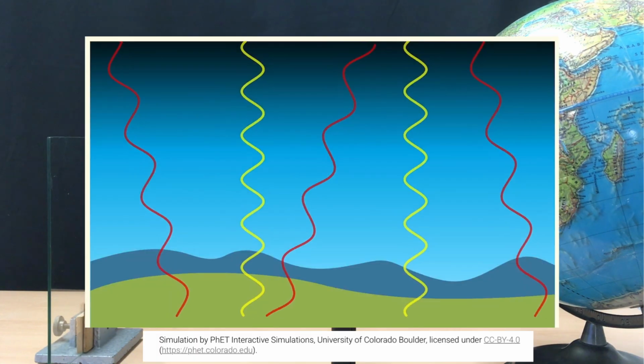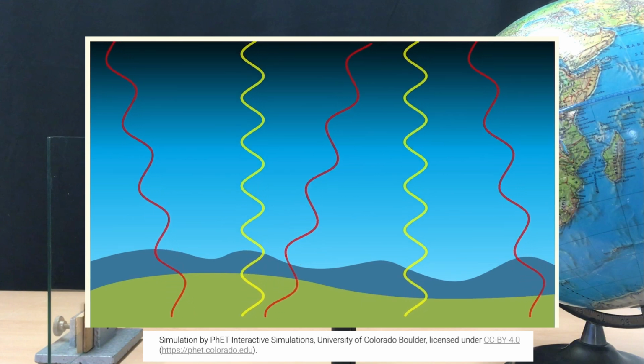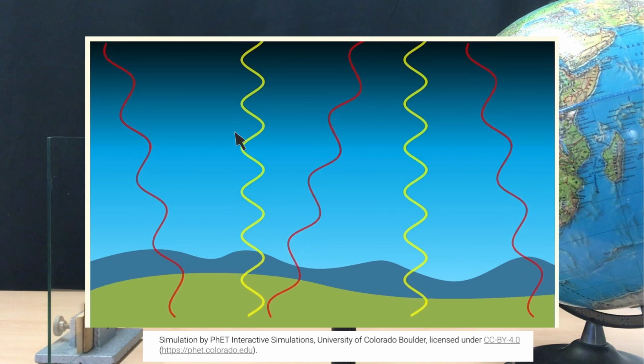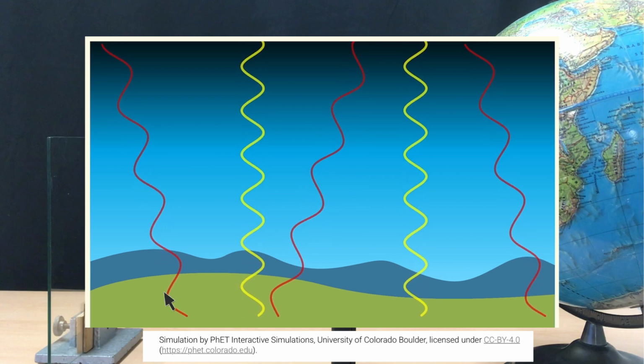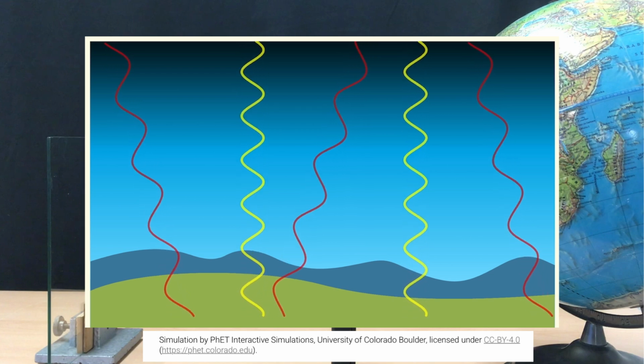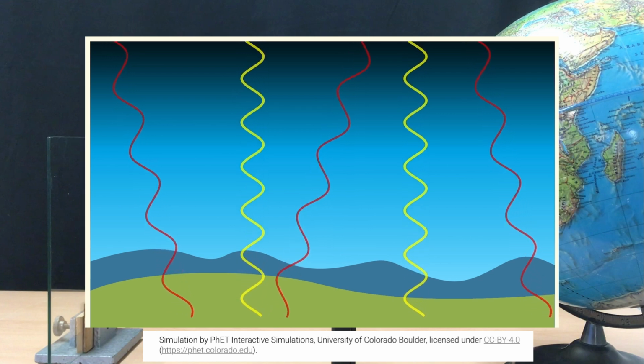The PhET greenhouse effect simulation shows this very nicely, with the short wavelength radiation arriving from the sun and the longer wavelength infrared radiation leaving from the Earth. So that's with no greenhouse gases.